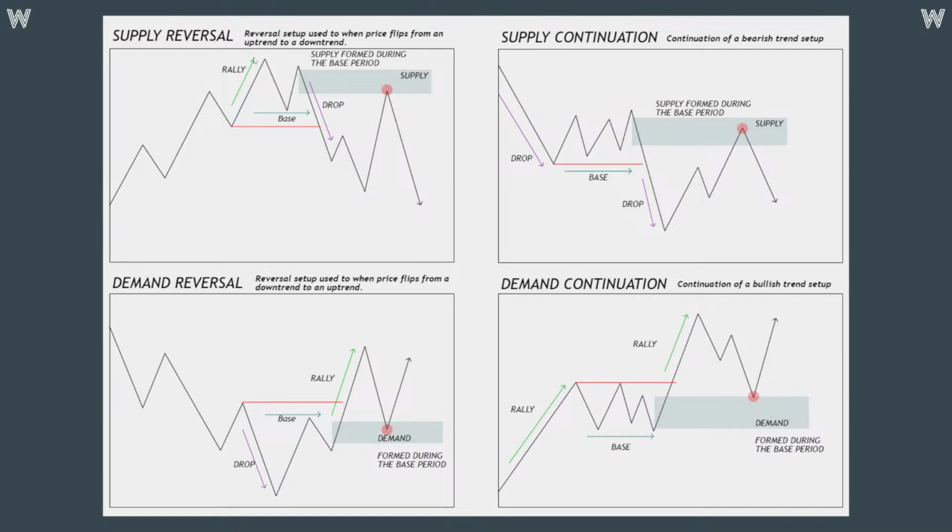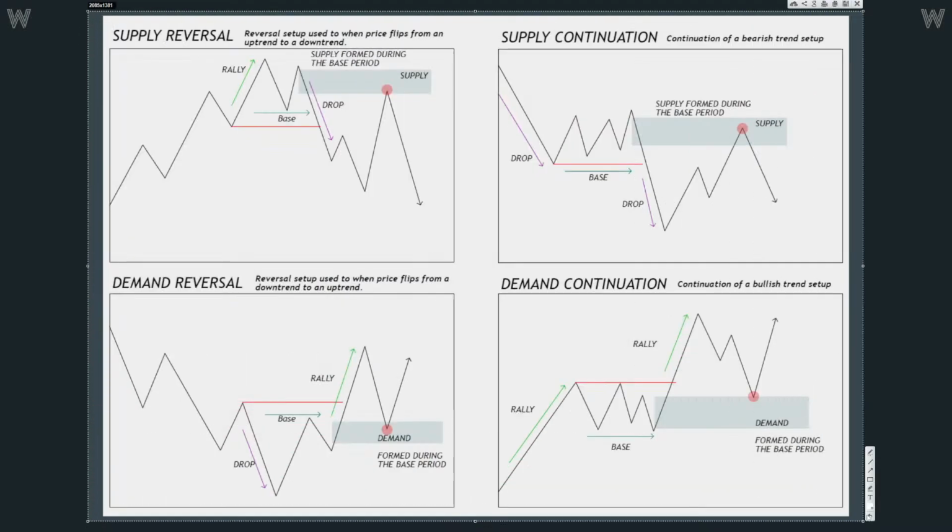So this is a supply reversal setup, okay? Actually, we'll start with the supply continuation because this will be easier. When we're in a downtrend, this is basically what we're looking for in continuation. We have a drop, we have a base, and then we have a drop. During this base, we form the supply, which we're looking to short on the retest, right?